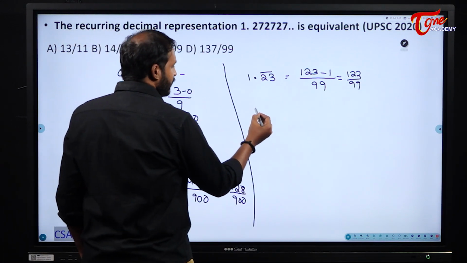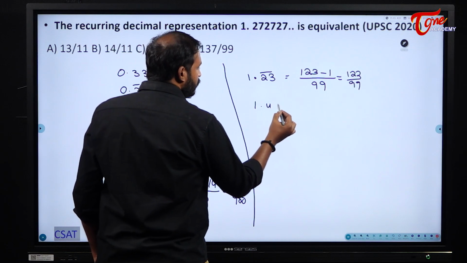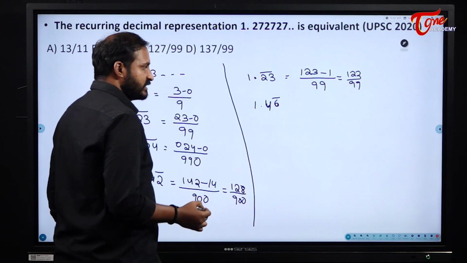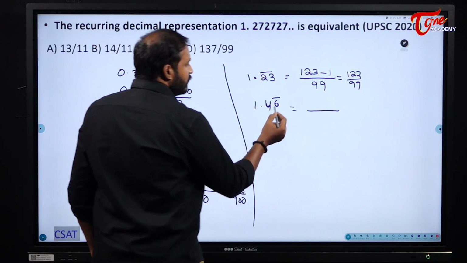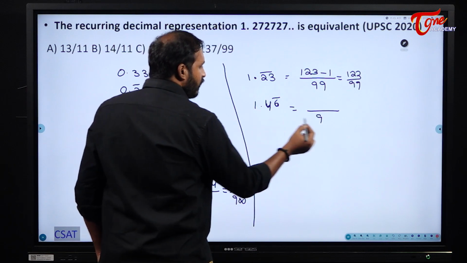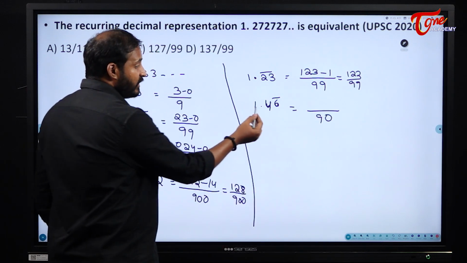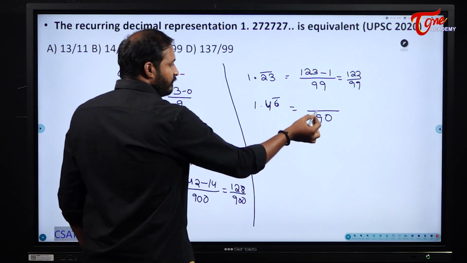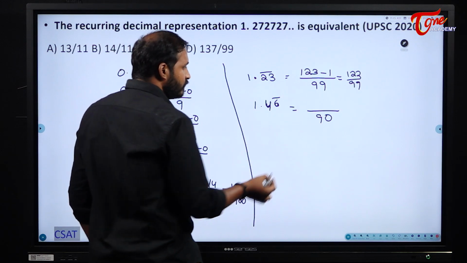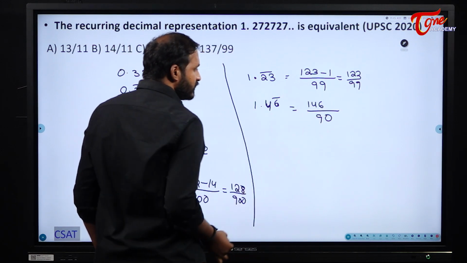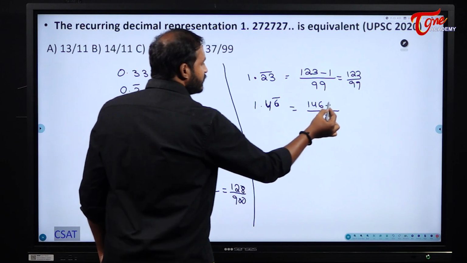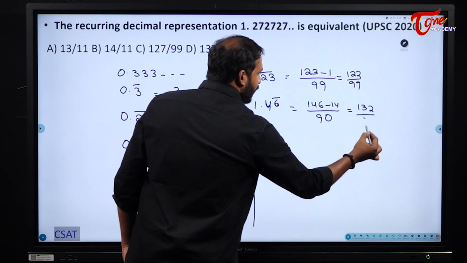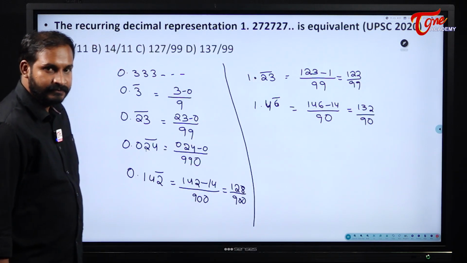For example, if I have something like this, 1.46 bar, then what I will do is, recurring is 9 and 1 non-recurring, so 0. After the decimal, if there are non-recurring digits, put 0. Okay, 1.46 bar means 1 recurring and 1 non-recurring, so 90. Write without the decimal point 146 minus the non-repeating one, which is 14, 1 and 4. So this value will become 132 by 90.